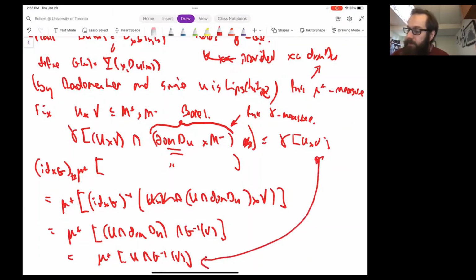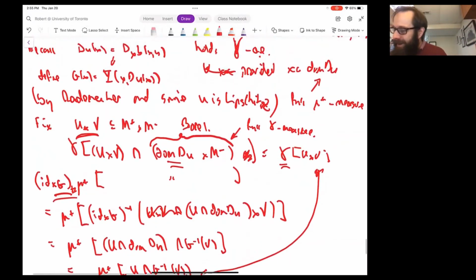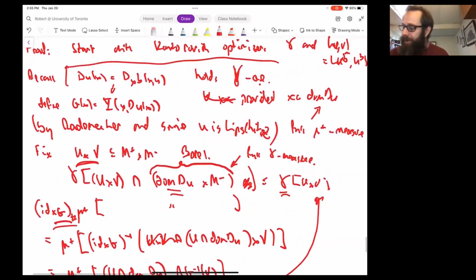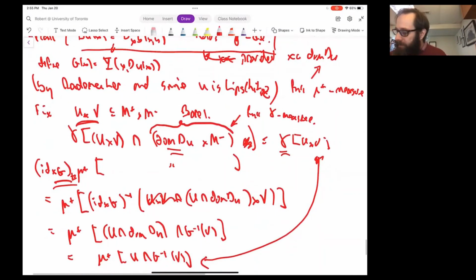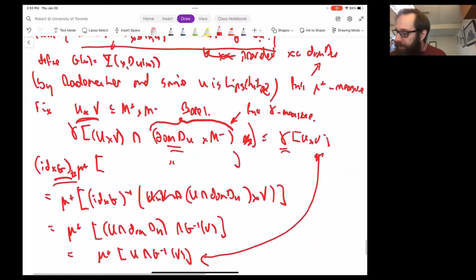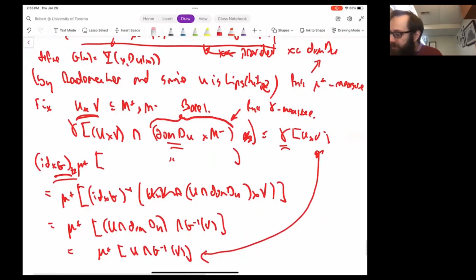And since this is an arbitrary rectangle, if this measure and this measure agree on every rectangle, then they agree on every set, because every set can be approximated by a union of rectangles. Oh yeah, sorry, I've got to go back to this thing, this equality here holding gamma almost everywhere. So since that equality holds gamma almost everywhere, I can also intersect this with the graph of G.